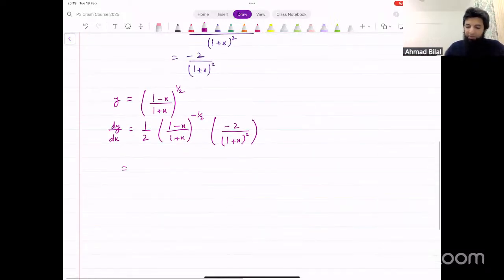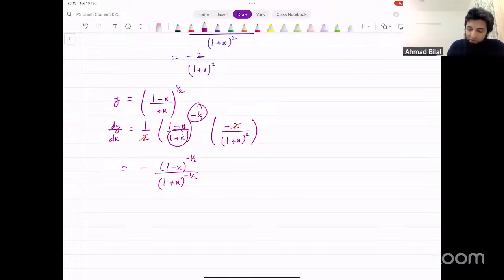Okay, now let's simplify this. 2 and 2 get cancelled. We have this negative still there, right? Do not skip that. And now we're getting minus (1 minus x) to the power minus 1 over 2. And in the denominator, we have (1 plus x) to the power minus 1 over 2. Remember, this power minus 1 over 2 is also on the denominator. And we have (1 plus x) whole squared. This is what we're getting. This is dy over dx.